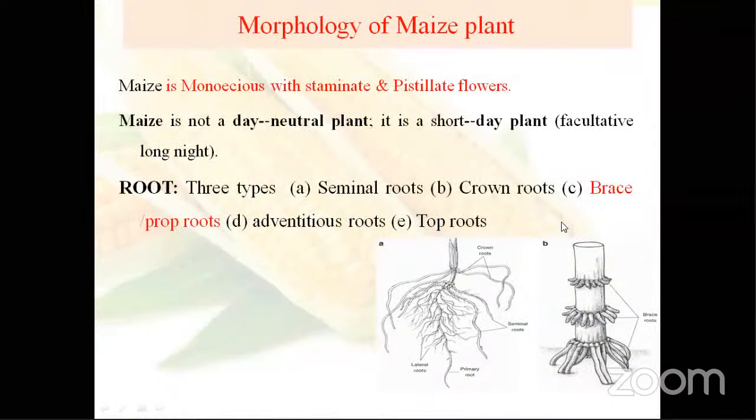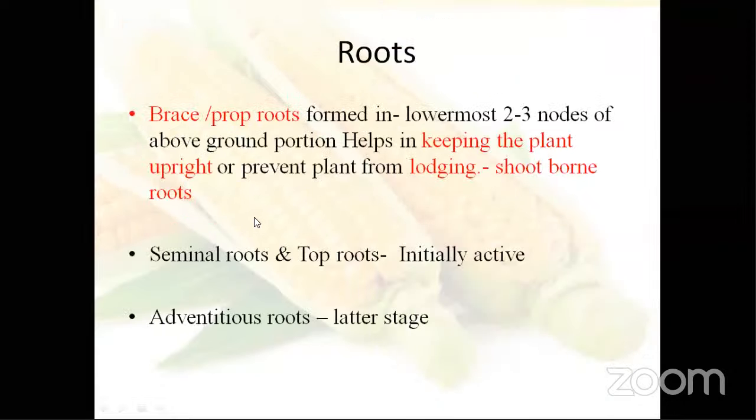Then these are the different root systems: crown roots, seminal roots, primary roots and lateral roots. These are the prop roots. It is a monoecious plant. In case of photoperiodic aspect, it is a short day plant or facultative long night plant. It's not a day neutral plant. Then prop roots: these roots are useful to avoid lodging.